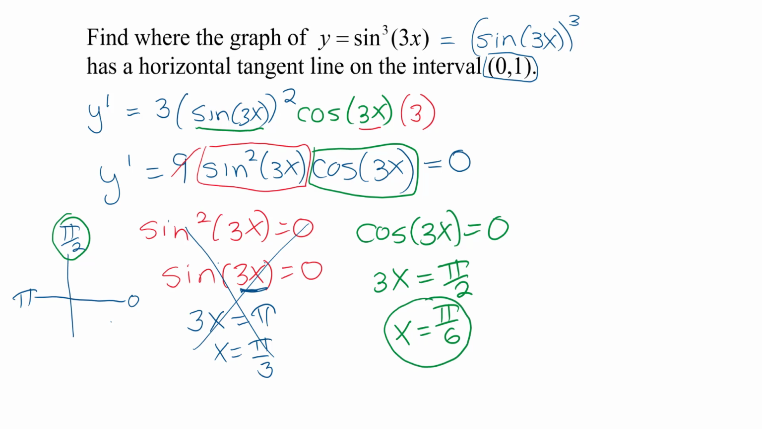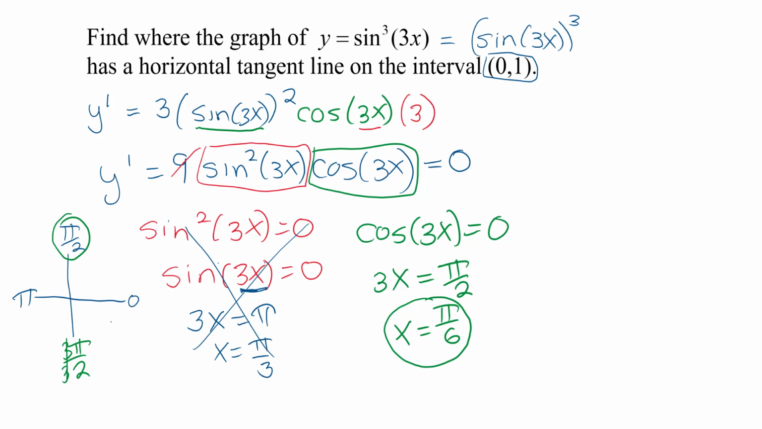So that is between 0 and 1. Now, if we look for the next place where the cosine was 0, that would be over here at 3 pi over 2. And by the time we divide by 3, we'd have pi over 2, which is bigger than 1. So there's only going to be one answer for this one. If you're solving yours and it's a little bit different, it's still going to be the idea of just think on the unit circle, and then remember you have to divide by 3 to get x by itself. So the only place this has a horizontal tangent is at pi sixth.